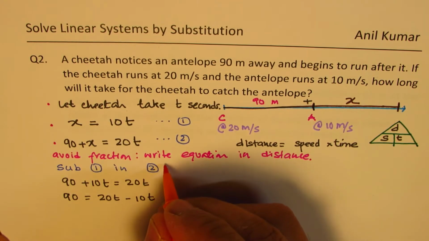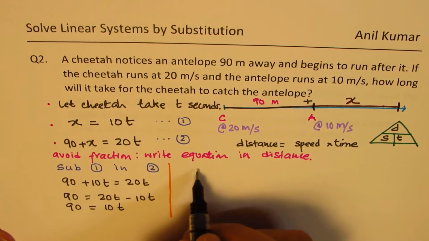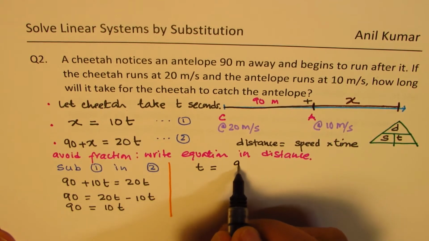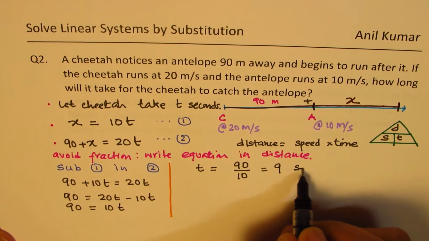So let me write down the solution on the right side. So we'll just complete this. 90 equals to 10t, right? So from here we know t should be equal to 90 divided by 10, which is 9 seconds.